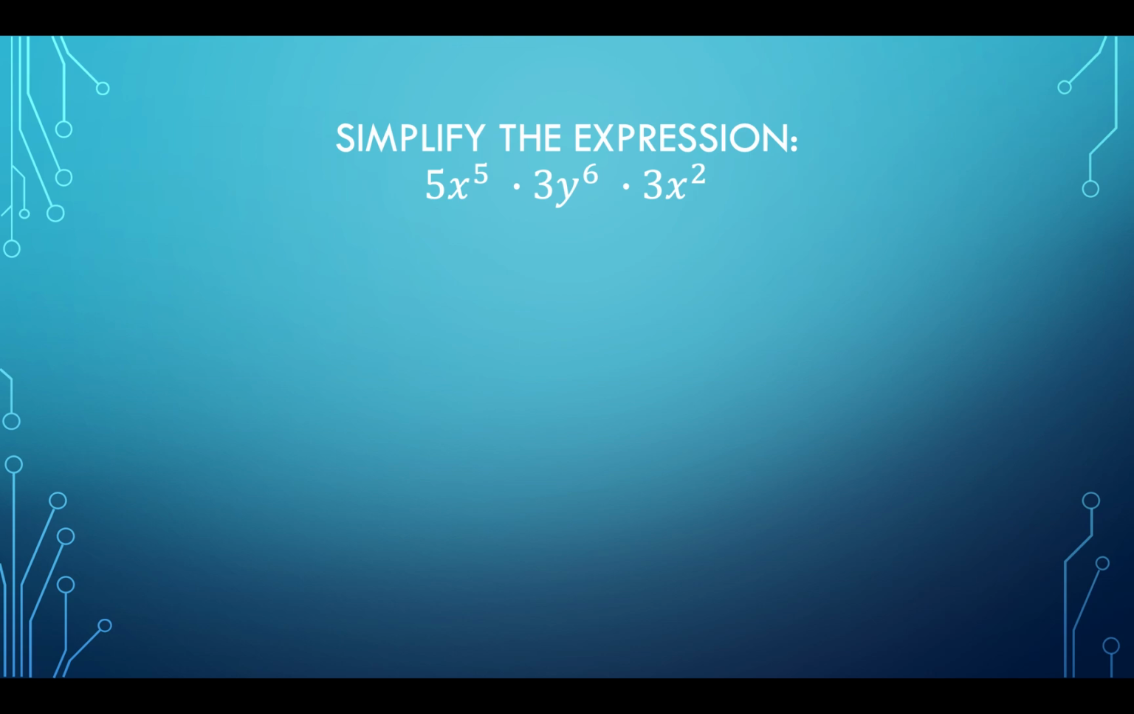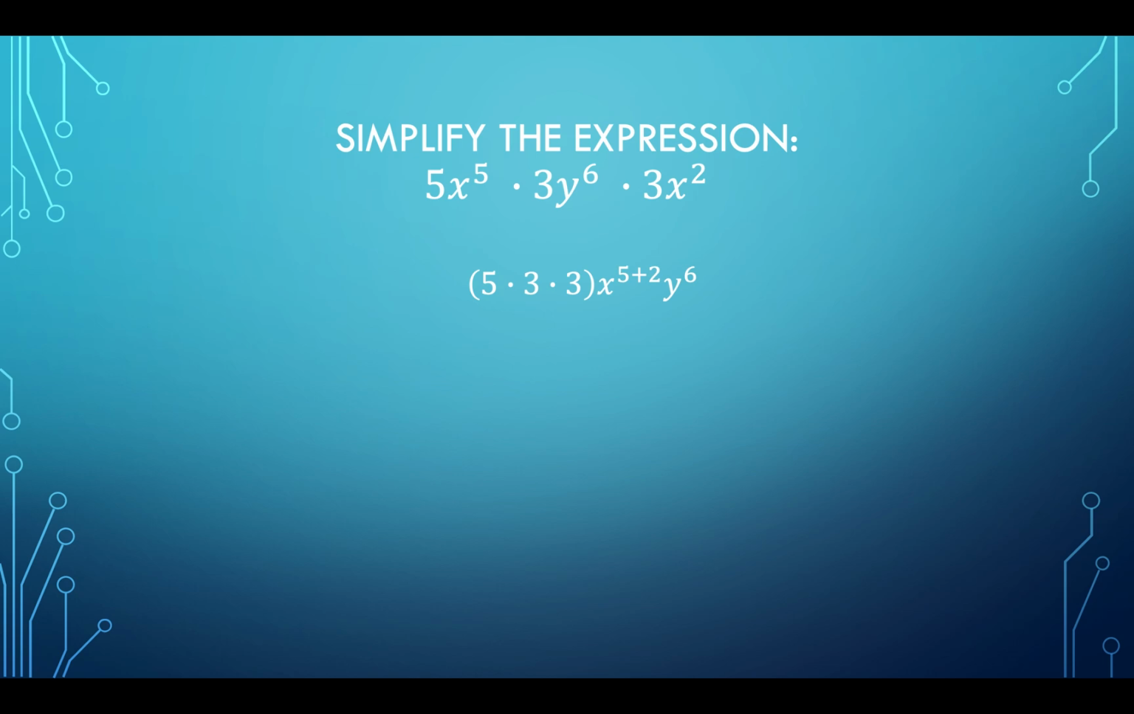Let's try this one. 5x to the 5th times 3y to the 6th times 3x squared. Pull all the numbers out first. So take 5, 3, and 3. We're going to end up multiplying those, 5 times 3 times 3. And now take all of your bases that are the same and group them together. So we have x to the 5th and x squared, so we do x to the 5 plus 2. And then we just write y to the 6 because we can't combine.